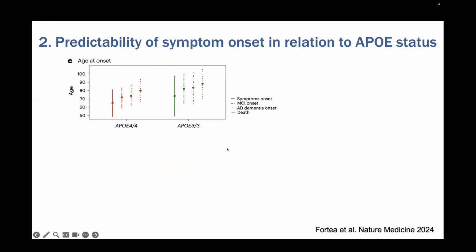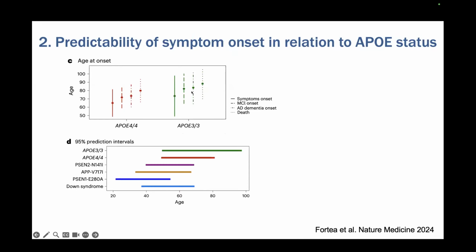This has already been shown. This is basically a replication, yes, of previous work that, as Rosford said, ApoE4 homozygotes have not only a much higher risk of developing the biology and the symptoms, but also at earlier ages. So it doesn't matter if you look at symptom onset, MCI onset, AD dementia onset, or death due to Alzheimer's disease, the homozygotes tend to be much younger than ApoE3 carriers.